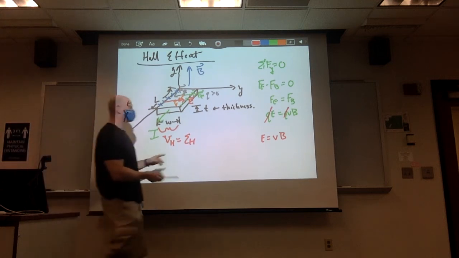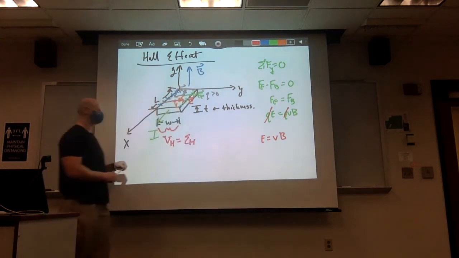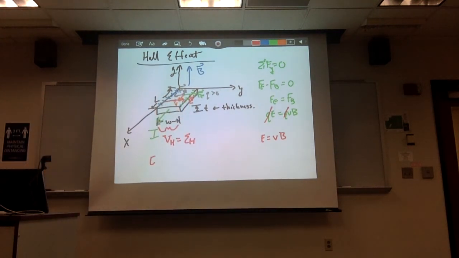So what I want to do is relate this electric field to this Hall EMF. Remember, the way I do that is that the electric field is equal to the potential divided by the length, which in this case is simply equal to the width, because the electric field is a constant. So it's going to be equal to my Hall EMF divided by the width. That is equal to the velocity times the magnetic field, which means my Hall EMF that I create across here is equal to the velocity times the width times the external magnetic field. So this is what's called the Hall EMF.